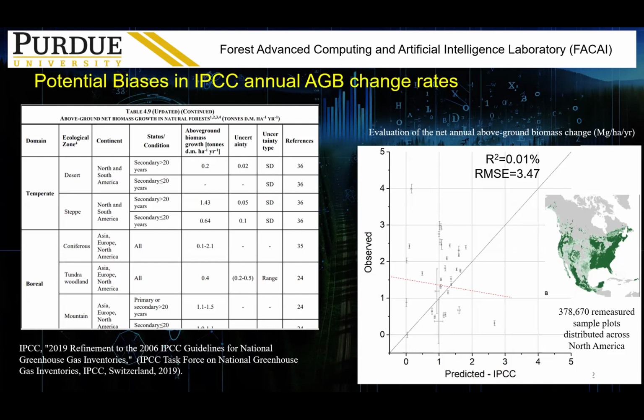It actually has a negative slope, which basically says the large trend behind the observed is nowhere close to the predicted trend according to IPCC. And if you see the R-square value, it's less than 0.01%, which basically says there is a huge level of uncertainty behind our current IPCC table 4.9 that we are using and some of the countries are actively using now.